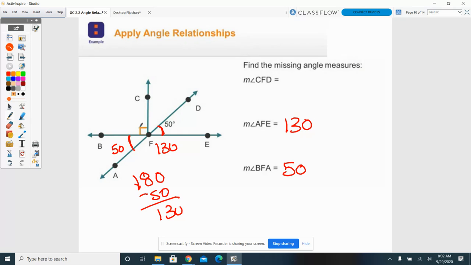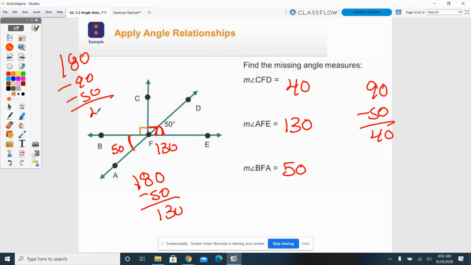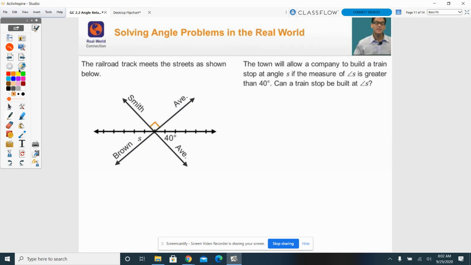How about this guy? Well, I can use the straight line, add to 180, or if this is 90, this has to be 90, and they would be complementary. So you can take 90 minus 50, which is 40. The other thing you could have done is use the whole straight line. You could have taken 180 minus 90 minus 50 to get the last one, which would also be 40 degrees. Lots of routes you could take on those problems.